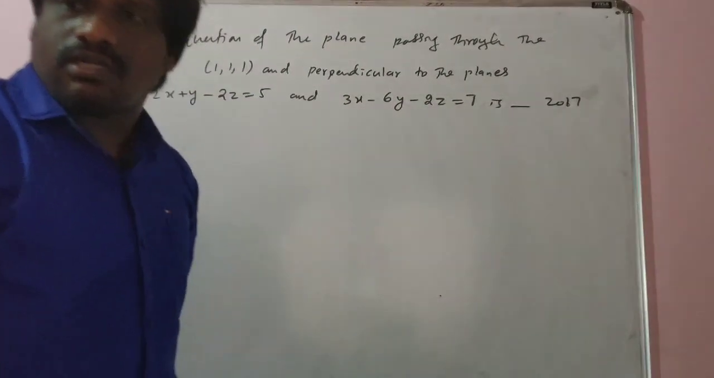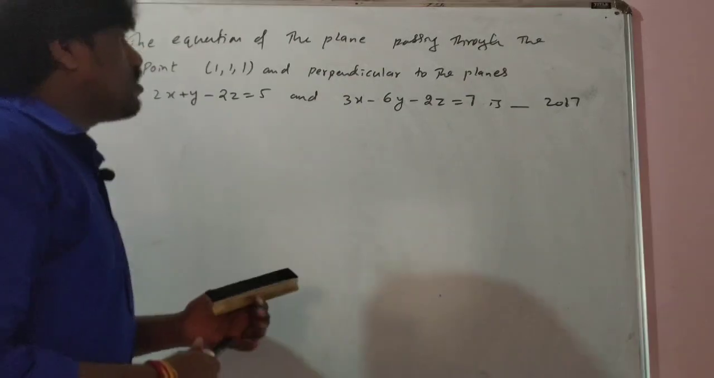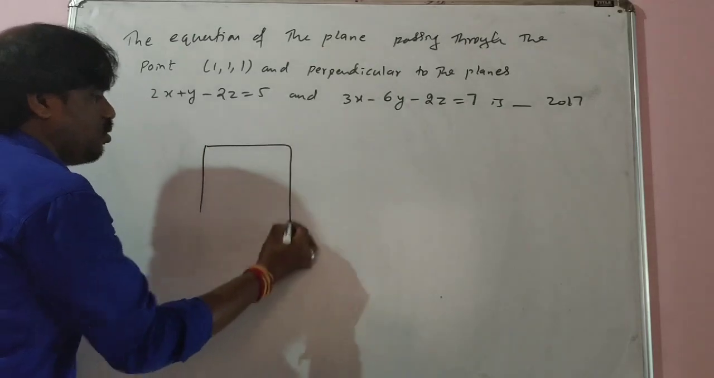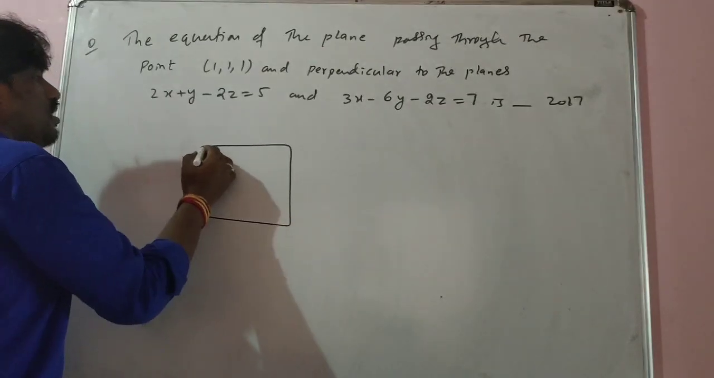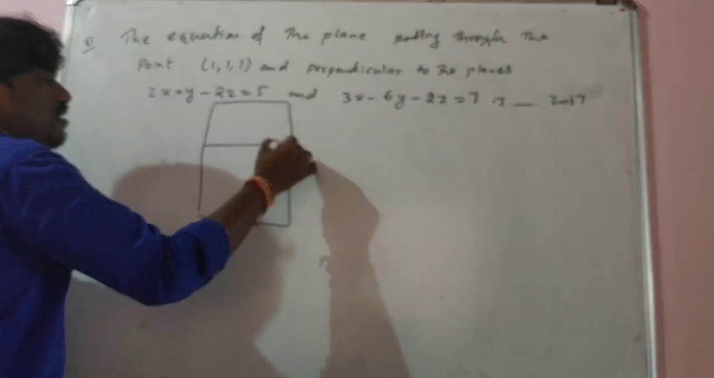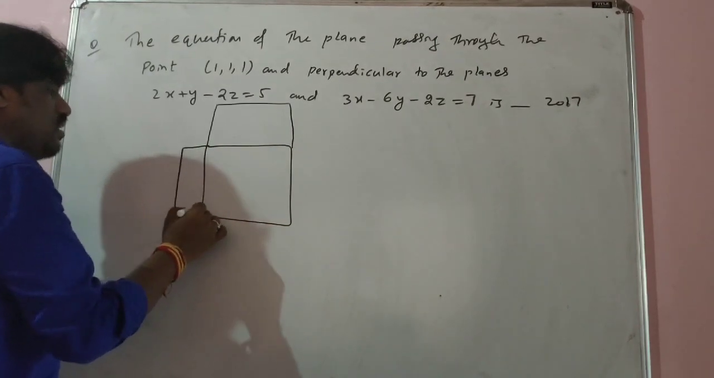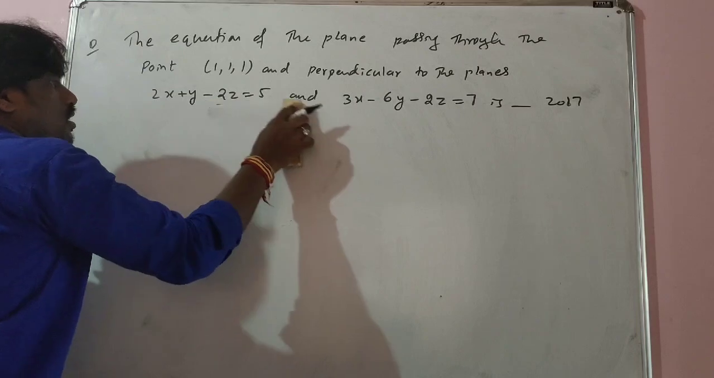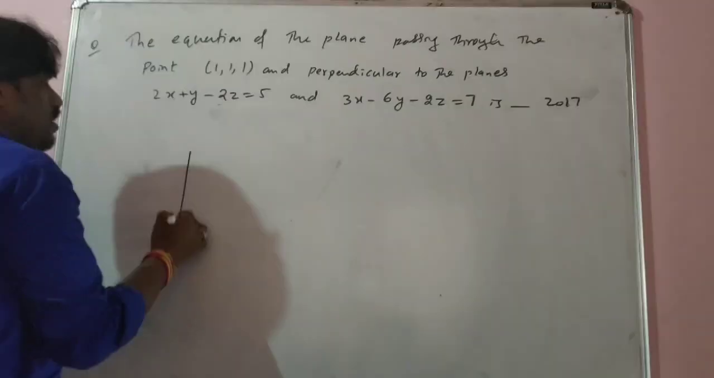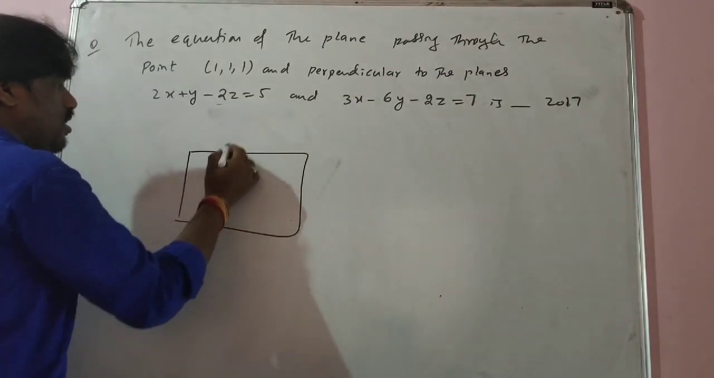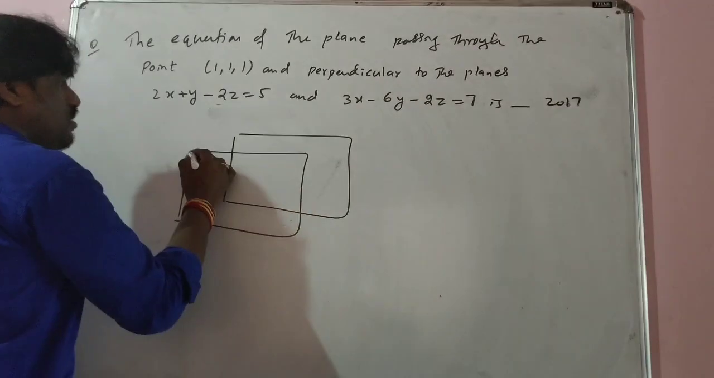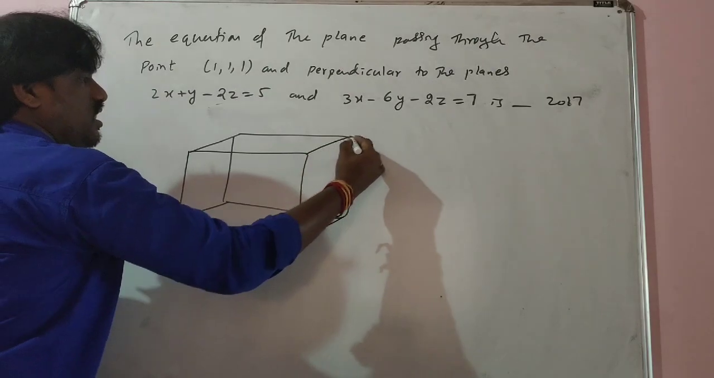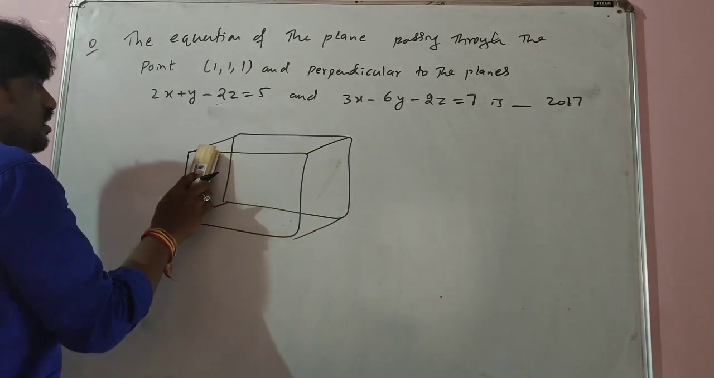I'll make some arrangement tomorrow and show you. Another way to understand this is to take a cube shape. Let's say this is one plane and this is another plane, like a cube shape, like a room. I'll show you, there will be like this. This is what you have to know.